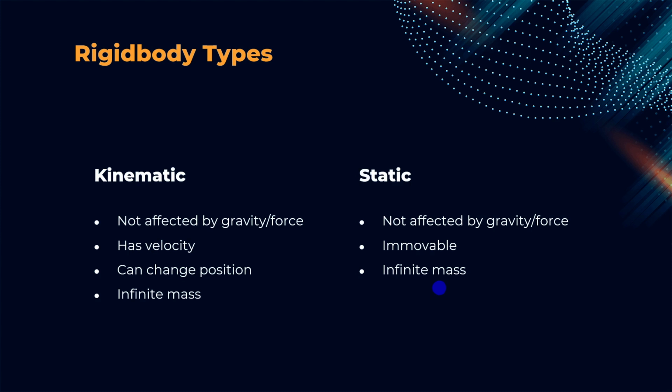Kinematic rigid body types are not affected by gravity and force. So it will not fall according to gravity. It has velocity. It can change position. But it has infinite mass, which means it will not be affected by outer forces. A static rigid body, on the other hand, even though it's very similar, is completely immovable. With a kinematic rigid body, you can actually change the position of the object by changing its velocity or just changing its position data. But a static rigid body object cannot be changed outside of the editor. So for something like a platform, where you don't want the player to mess around with it, a static rigid body will obviously be the better choice.